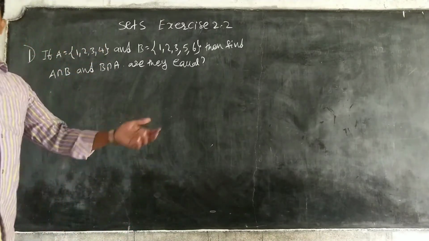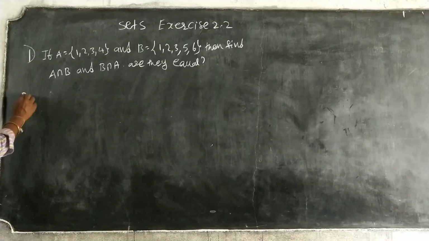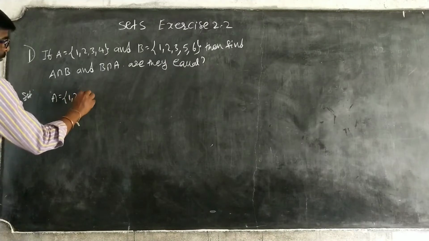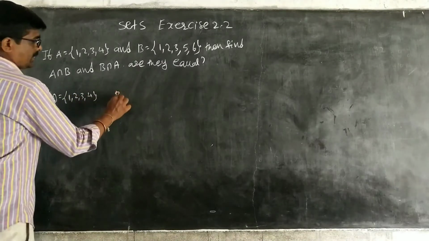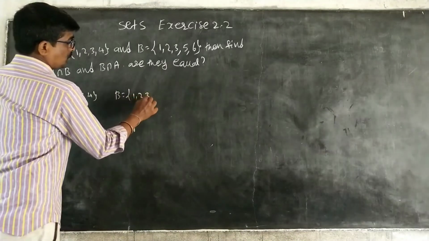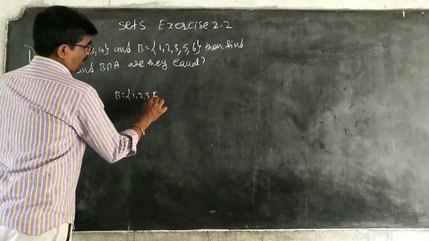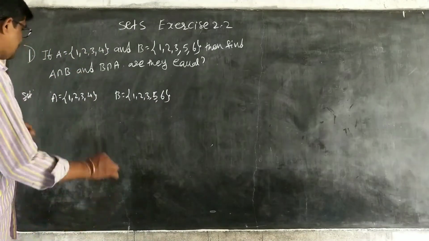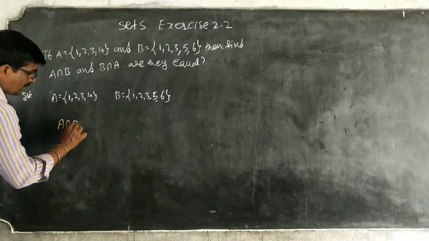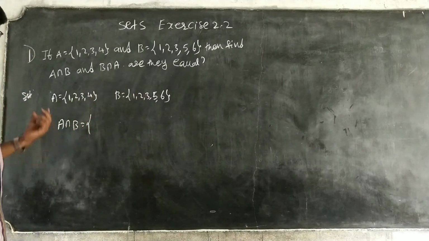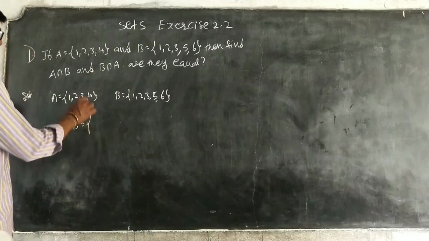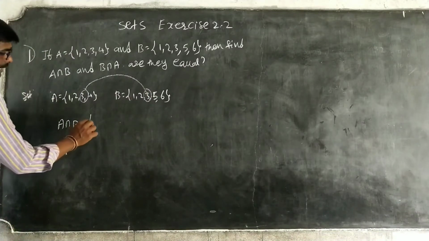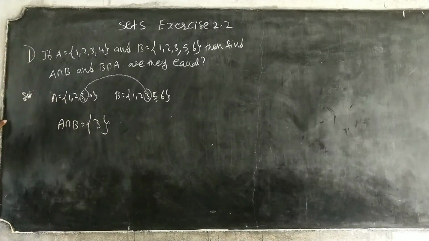So first I am going to find A intersection B. Solution. A is equal to {1, 2, 3, 4} and B is equal to {1, 2, 3, 5, 6}. We have to find A intersection B. A intersection means we have to write the common elements which both have. In this, 3 is the only common element for both. Therefore, A intersection B is equal to {3}.